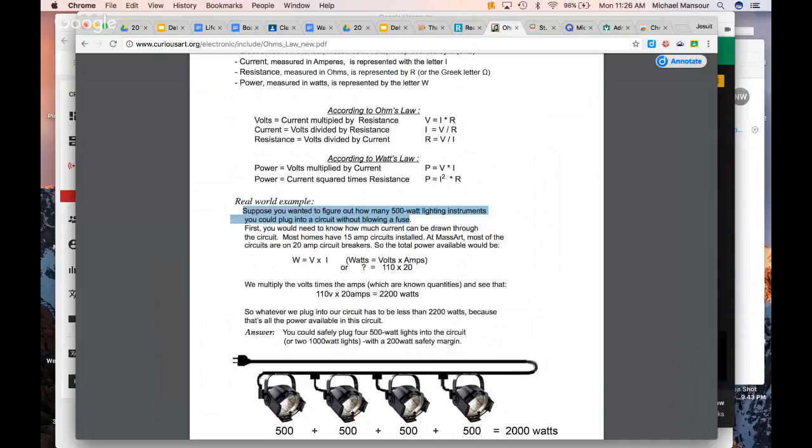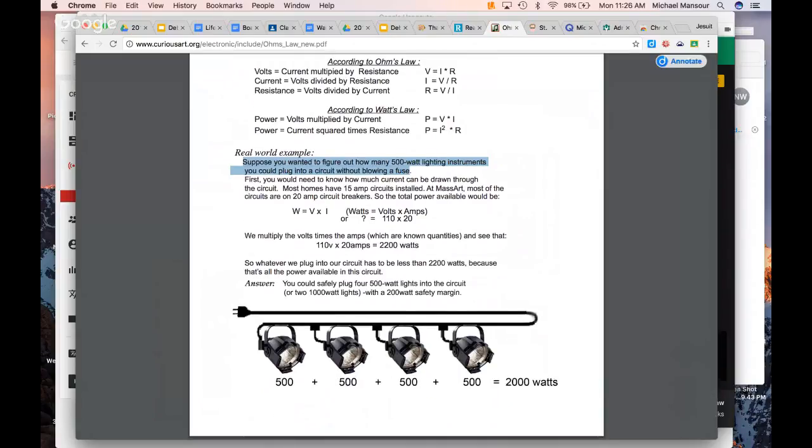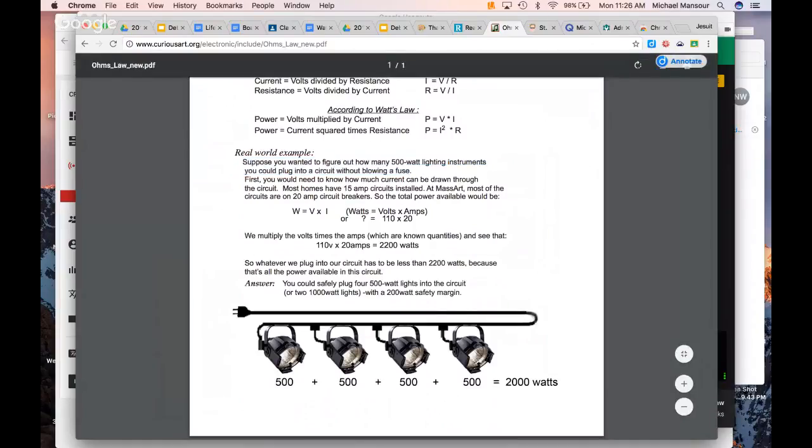So what we know is that most homes have 15 amp circuits. At MassArt, most of the circuits are 20 amp circuit breakers. So the total power would be 20 amps times 110 volts. So that means that they are 2200 watts. We do the volts times the amps right here, 110 times 20, and you get 2200 watts.